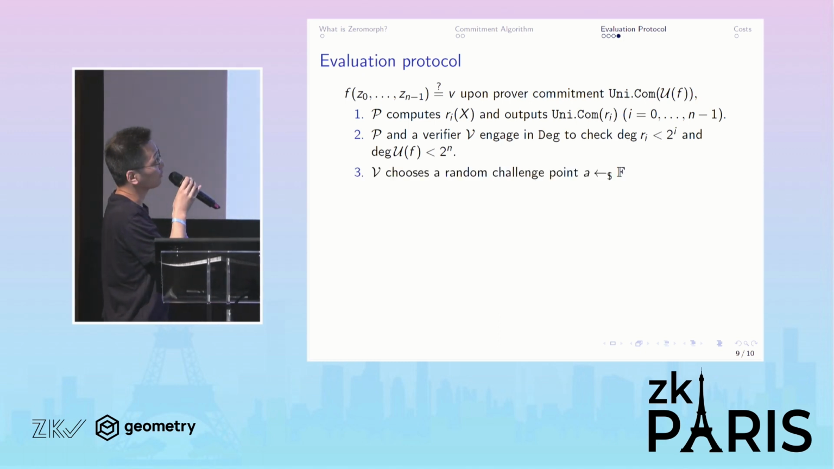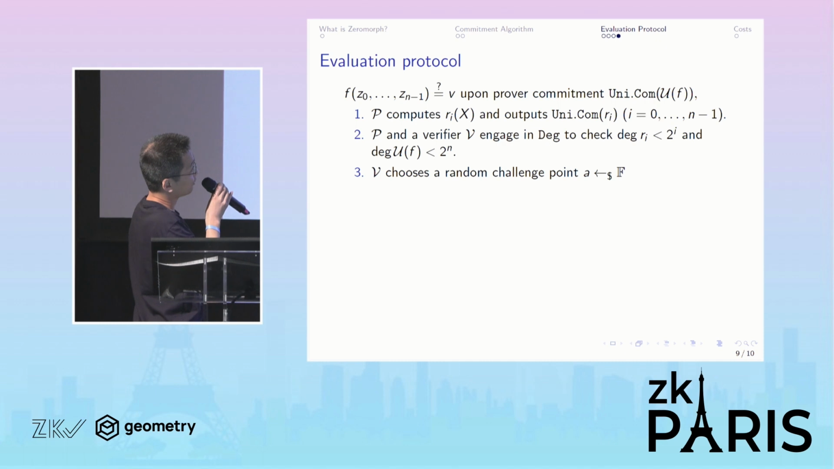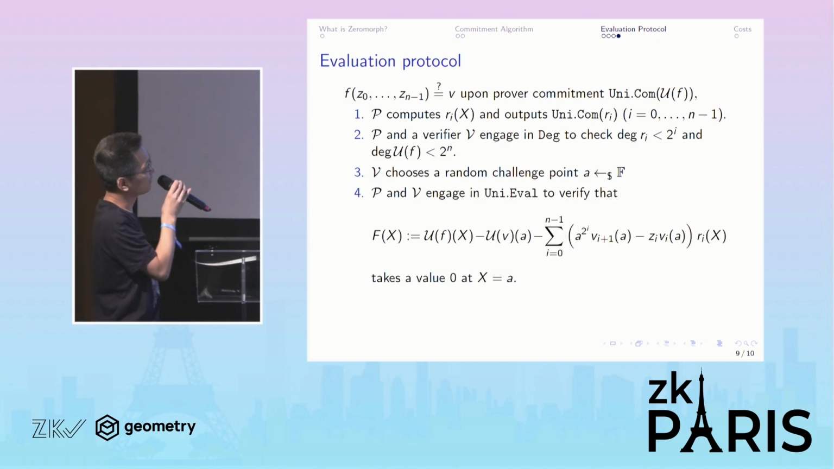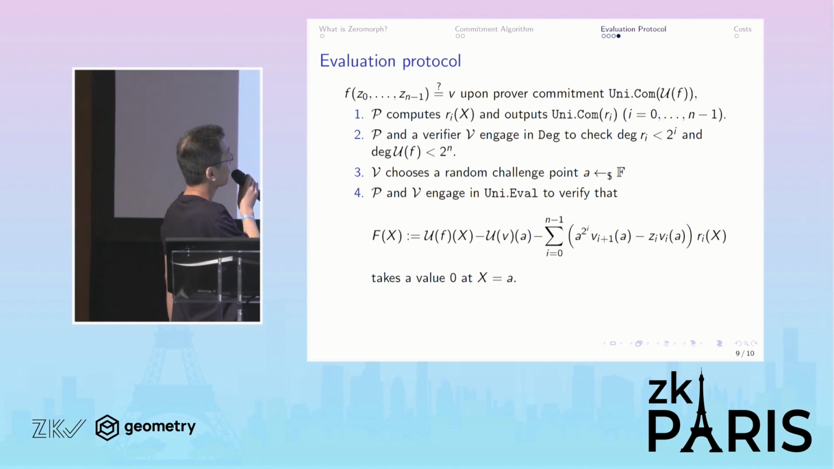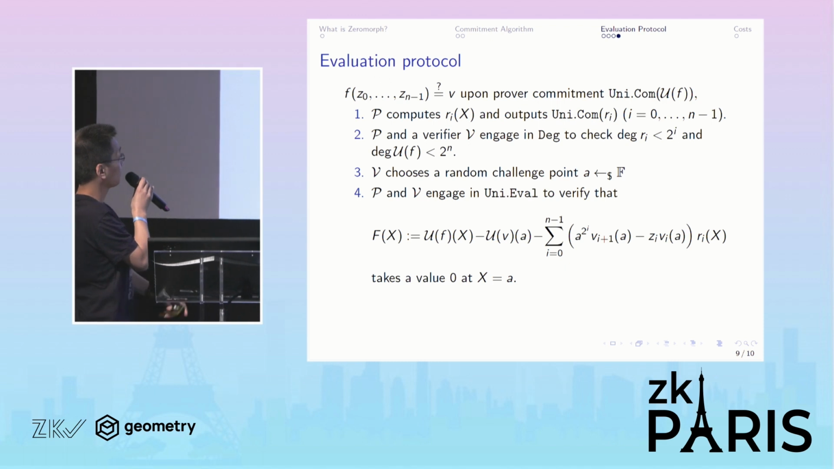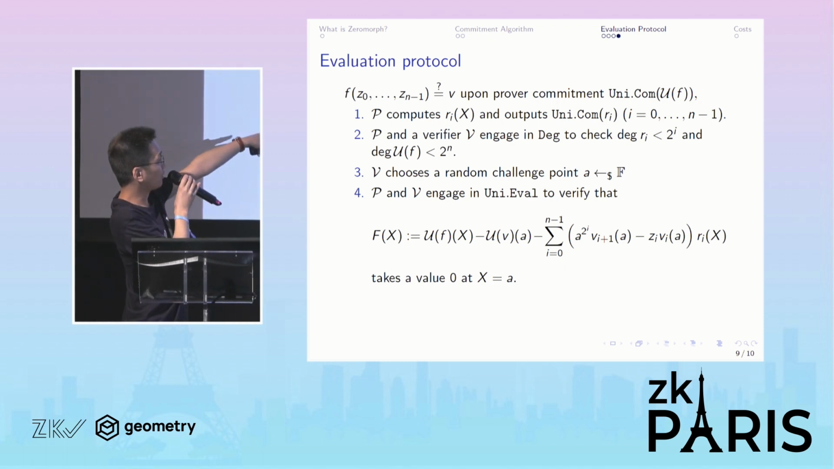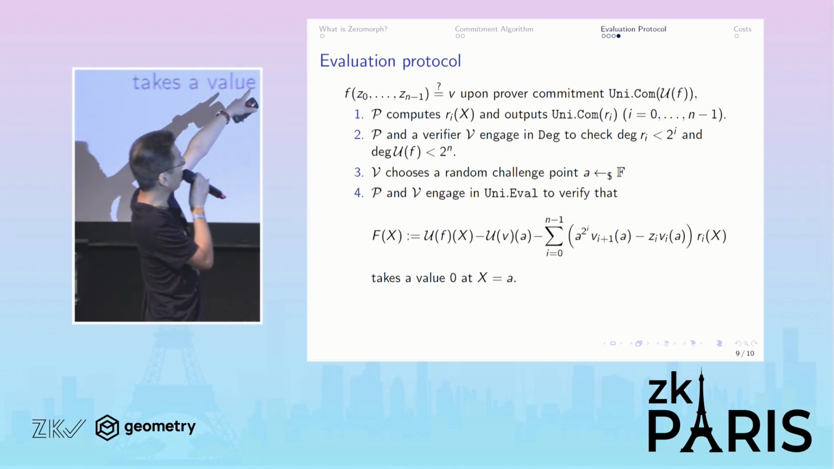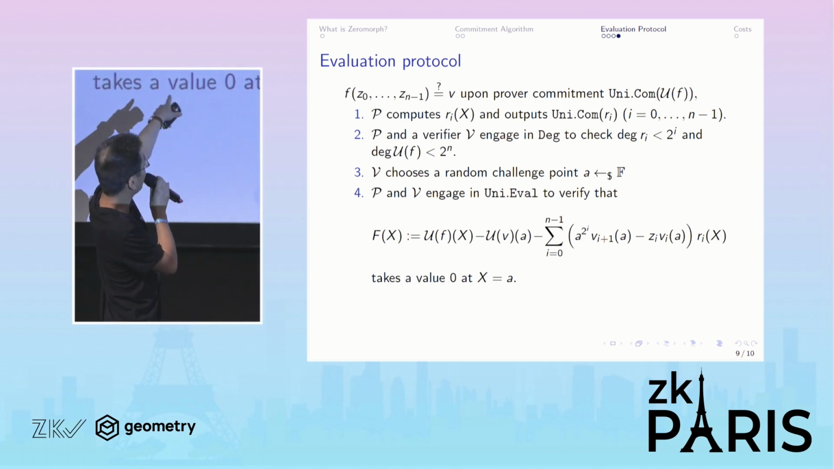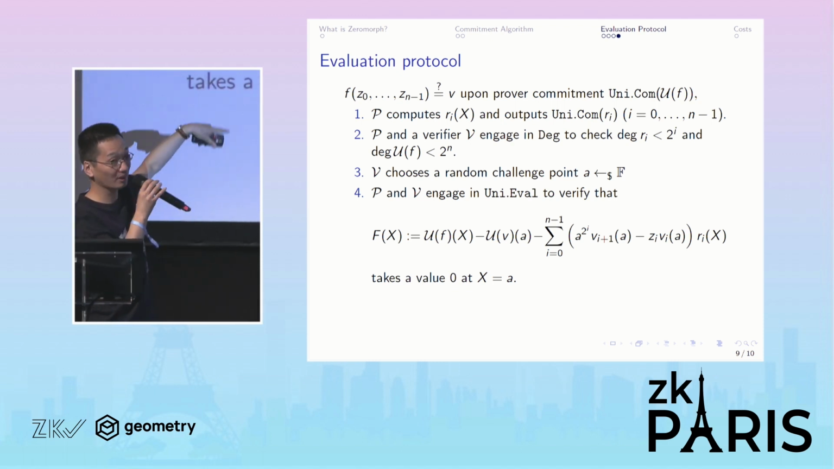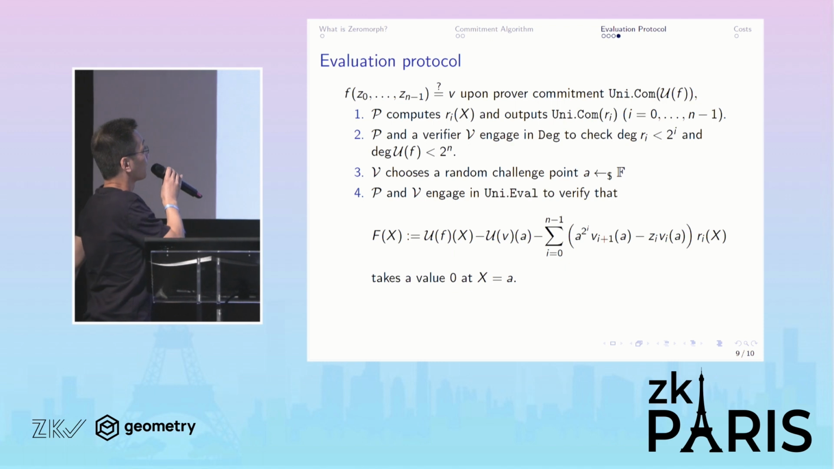V chooses a random nonce at challenge point A. P and V engage in the univariate evaluation protocol to verify that capital F takes the value 0 at x equals A. If you plug x equals A into the right-hand side, you see that this is just the right-hand side minus the left-hand side of the equation in the previous slide. Okay.